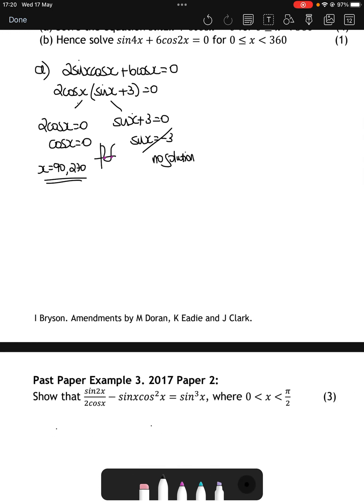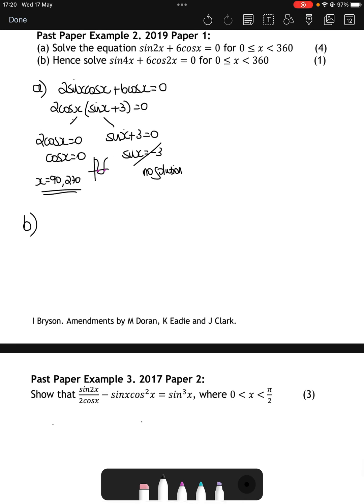Right, part B. So this time it says hence solve. Now there's two ways to think about this. I'm going to talk you through them. So you can see that we had a sine 2x and it went to sine 4x. We had a cos x and it went to cos 2x. So that means that the period has changed. That means that we have double the amount of waves. So your waves have increased. There's double the amount there was before, which means you're going to have double the amount of answers.